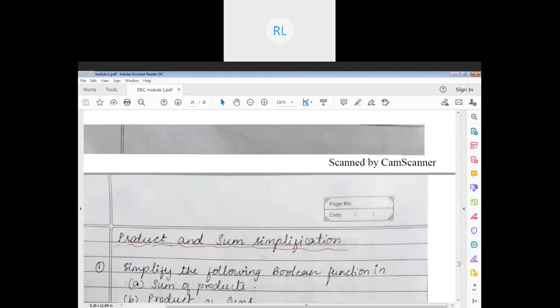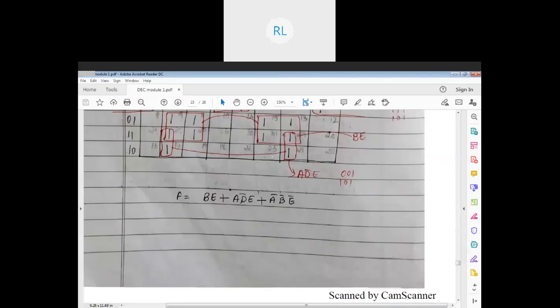Before we move on, just take this as an example. T is equal to f of A, B, C, D, E.